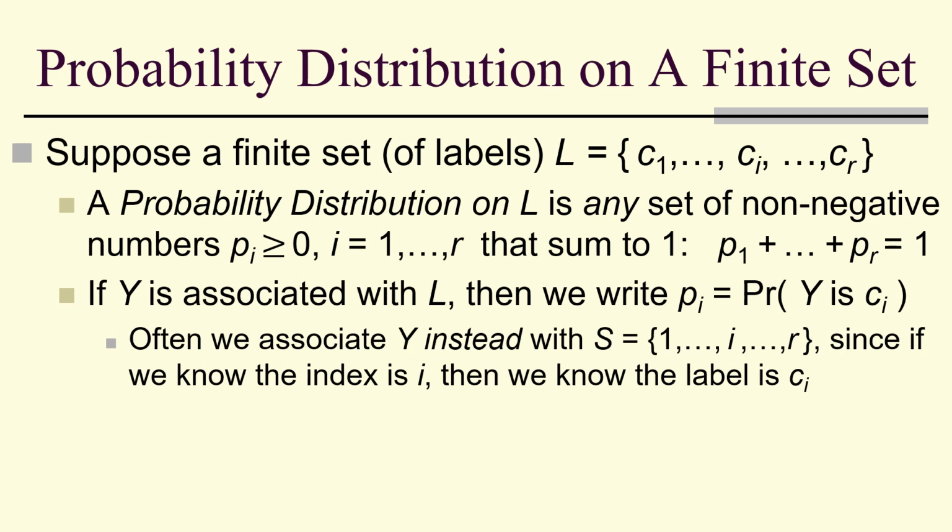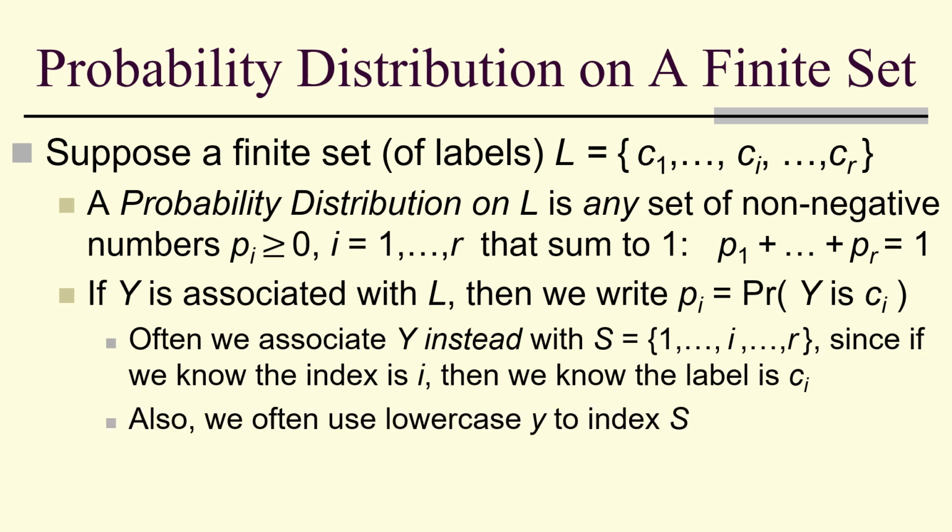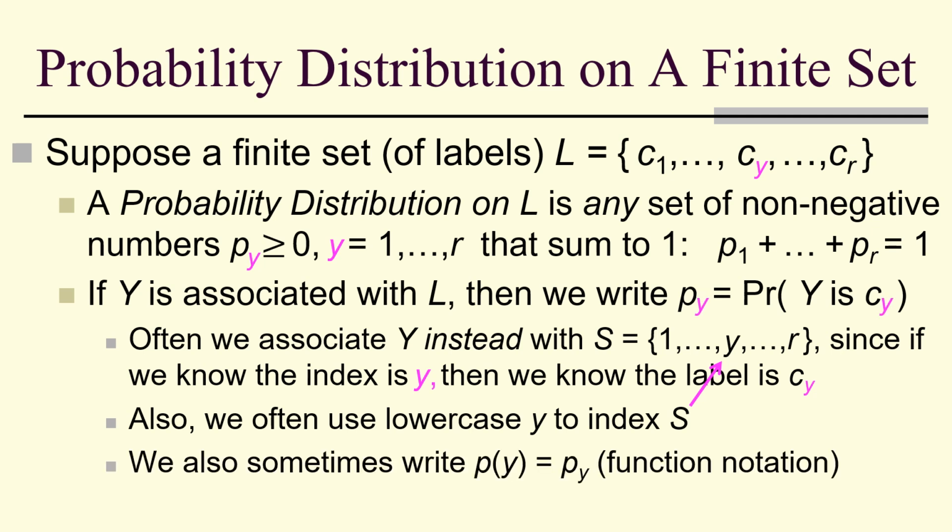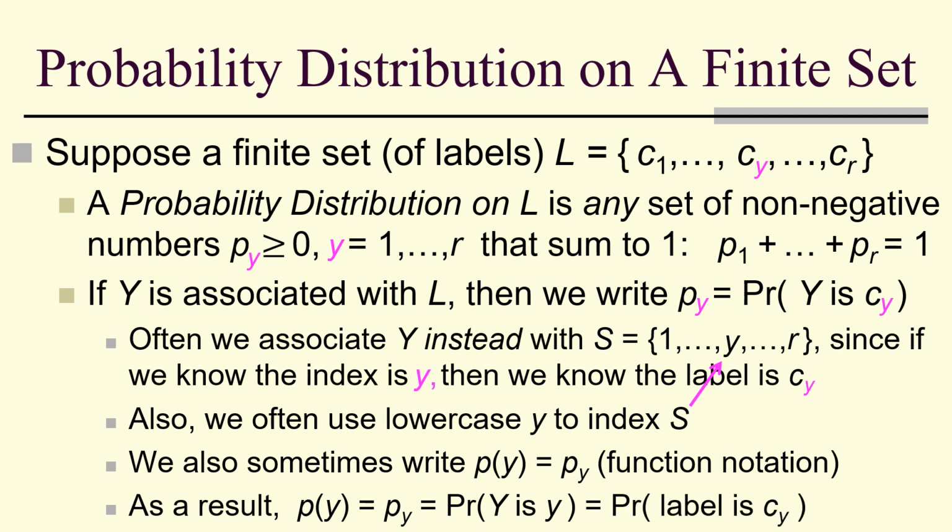Often we associate y instead with S equals 1 up to R, the actual index values. Since if we know the index is i, we know the label is C sub i. We also use lowercase y to index S. Sometimes we write P of y is equal to p sub i. This is function notation. And as a result, P of y is p sub y is equal to the probability that the label is C sub i.